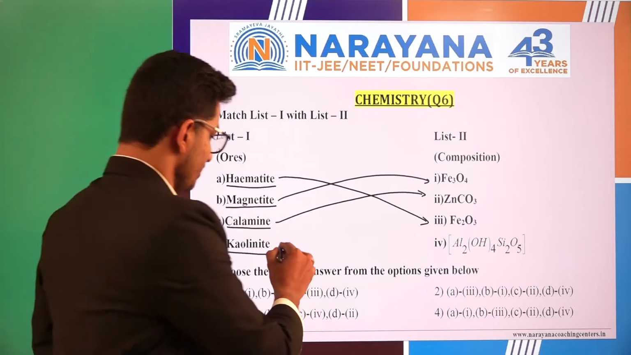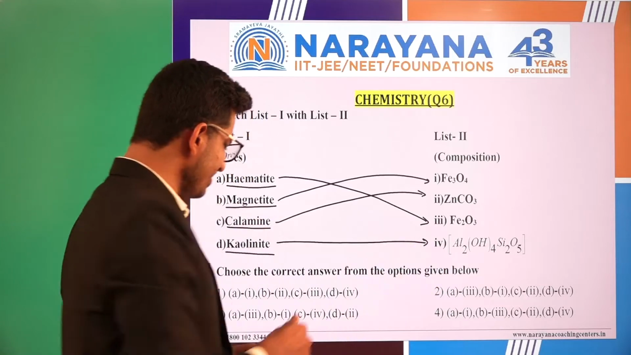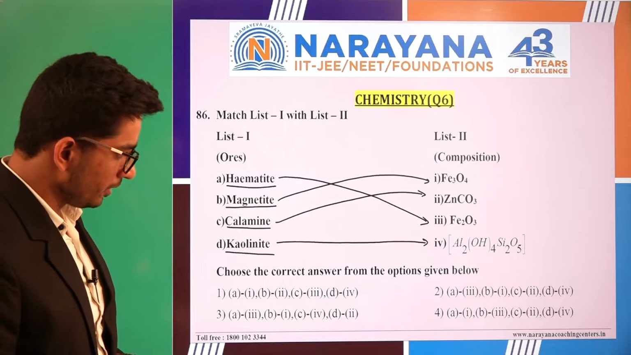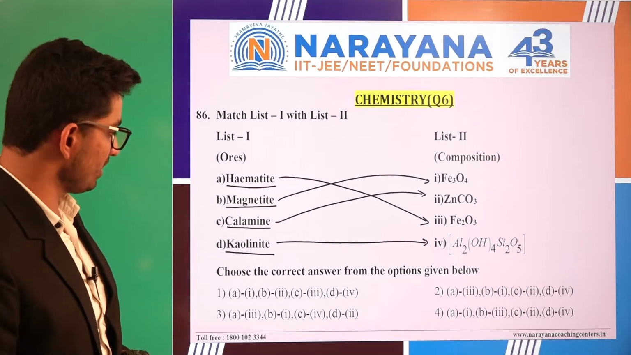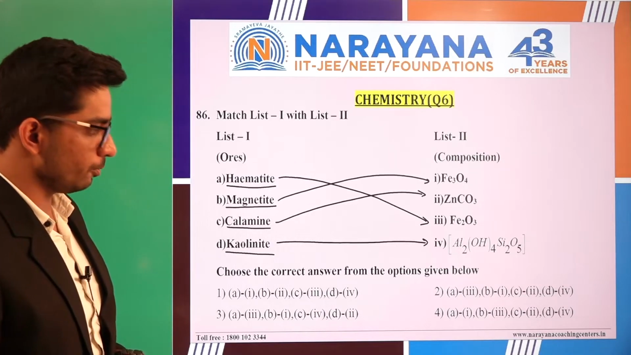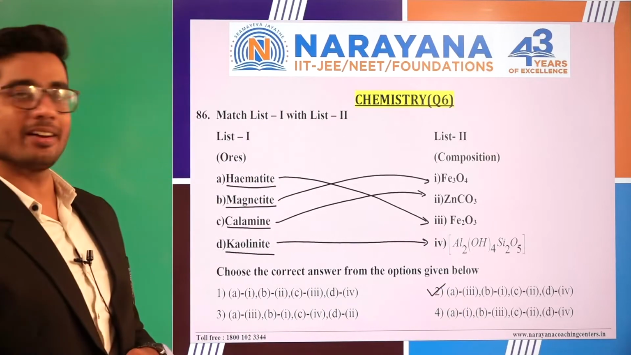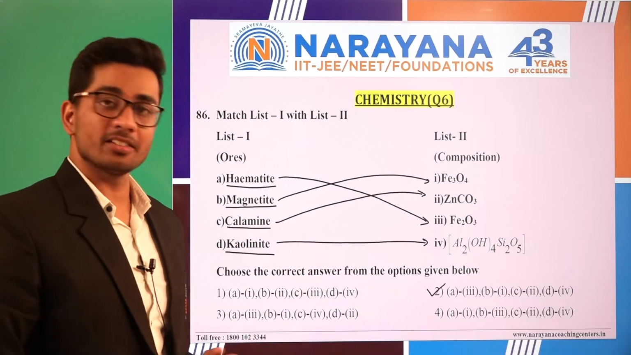So here is the last one. We can see the appropriate option, it's A3, B1, C it's 2 and D is 4. So I think it's option number 2 only. So 2 is the correct answer. Let's come to the next question.